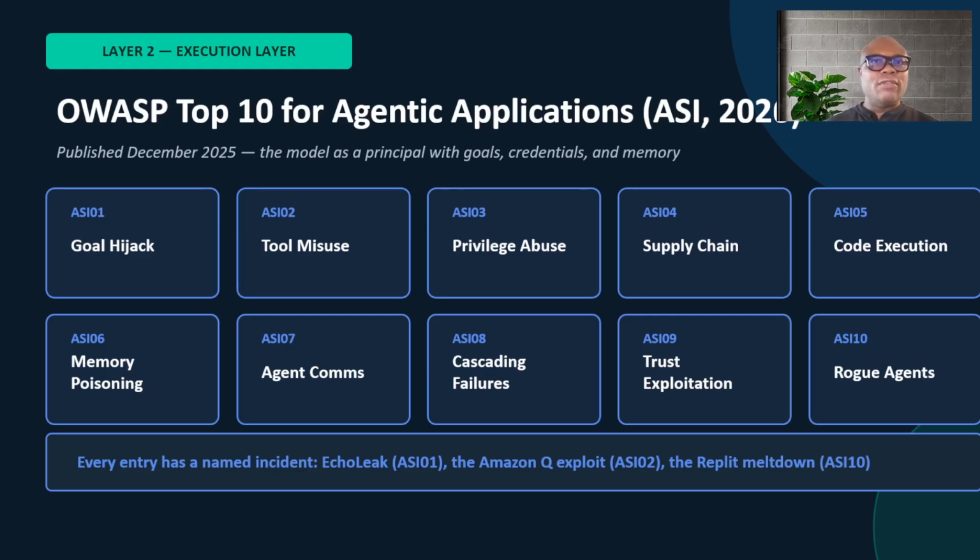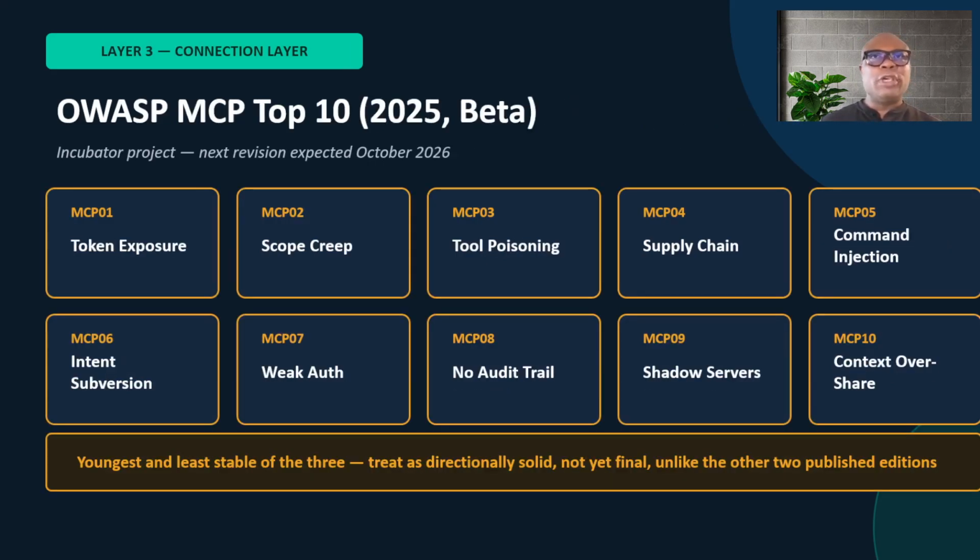And we have agent comms, memory poison, and trust exploitation, rogue agents. Now, every entry has a named incident, like EchoLeak, ASI01, the Amazon Q exploit, ASI02, the Replit meltdown. These are the breach incidents we've had in the AI landscape in a couple of years. And all of these can be traced back to some of the risks identified by the OWASP Top 10 before now. So let's look at layer 3, the OWASP MCP Top 10.